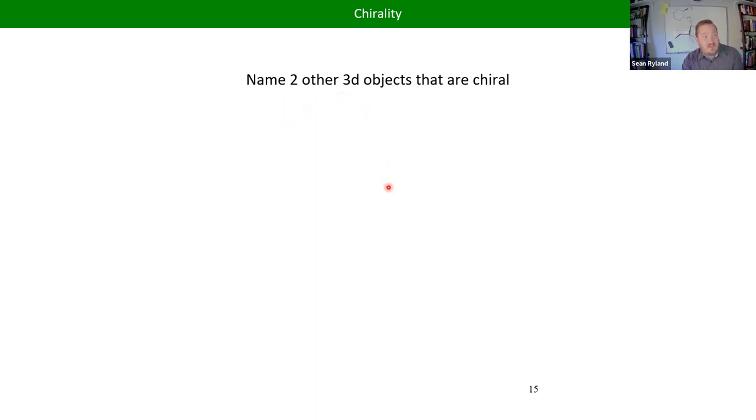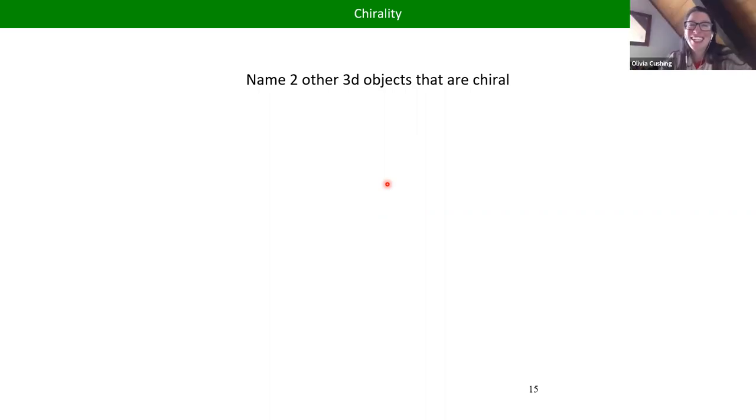All right, can you guys think of two other examples of everyday objects that are chiral, where the mirror image is not the same object? We've done shoes, gloves, and glasses. What else is there? So hands are in that category, right? Let's get a little more creative than that. Can we think of anything else?